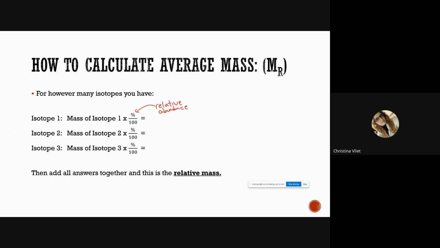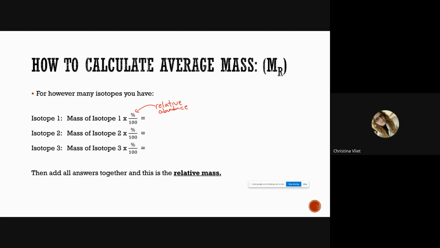Then you have to change that percentage to a decimal by dividing by 100. So the reason why you divide by 100 is to change from percent form to decimal form. After you have done this for each of your isotopes, you add your answers together, and this gives you the relative atomic mass. Let's go back to the example I brought up earlier.